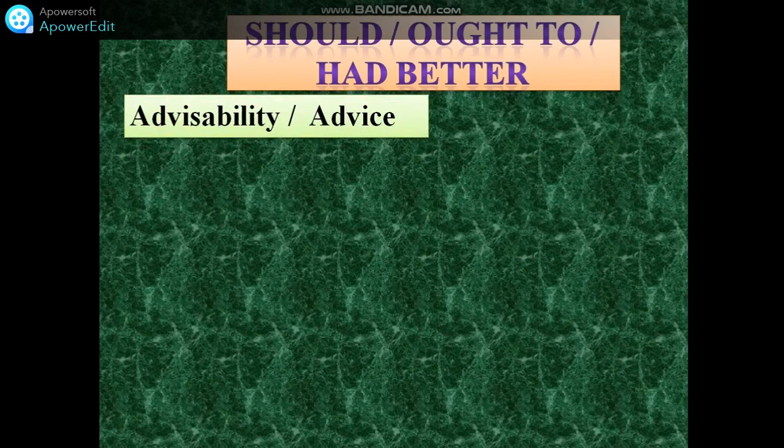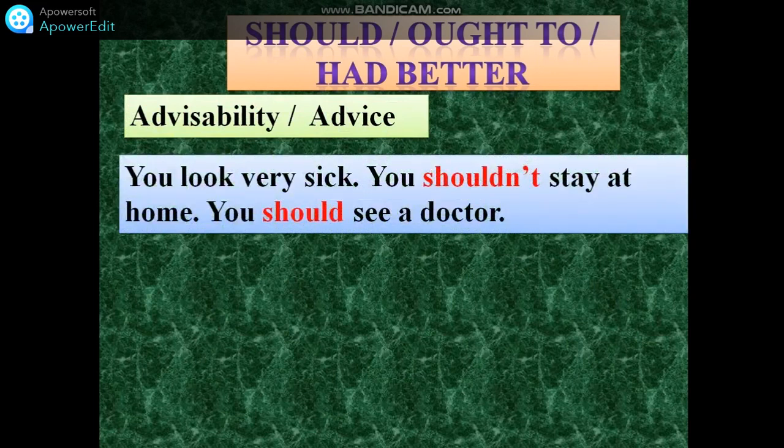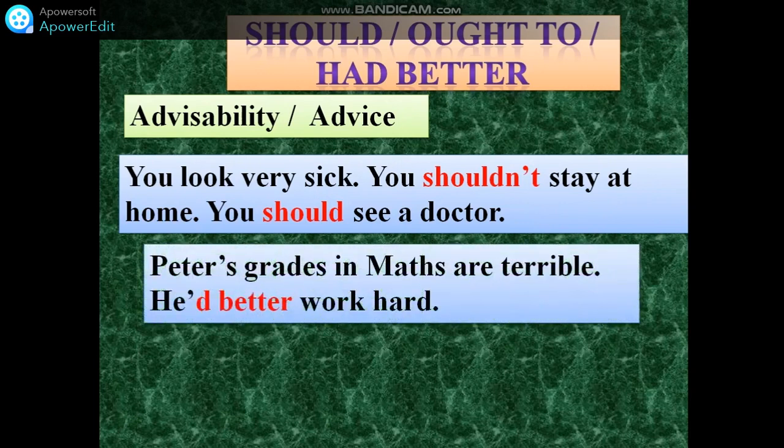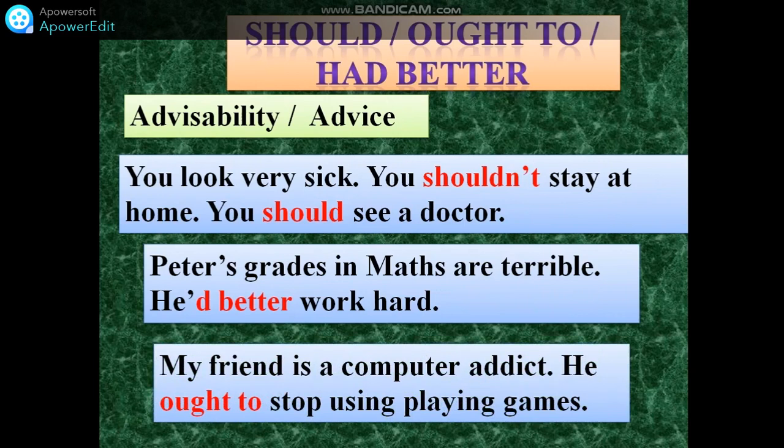Let's move on. Should, ought to, and had better: advisability or advice. For example, you look very sick. You shouldn't stay at home. You should see a doctor. Advising your friend to see a doctor. You'd better see a doctor. Peter's grades in maths are terrible. He'd better work hard, or he should work hard. He'd better, or he had better. Very good. My friend is a computer addict. He ought to stop playing games. He should or ought to.